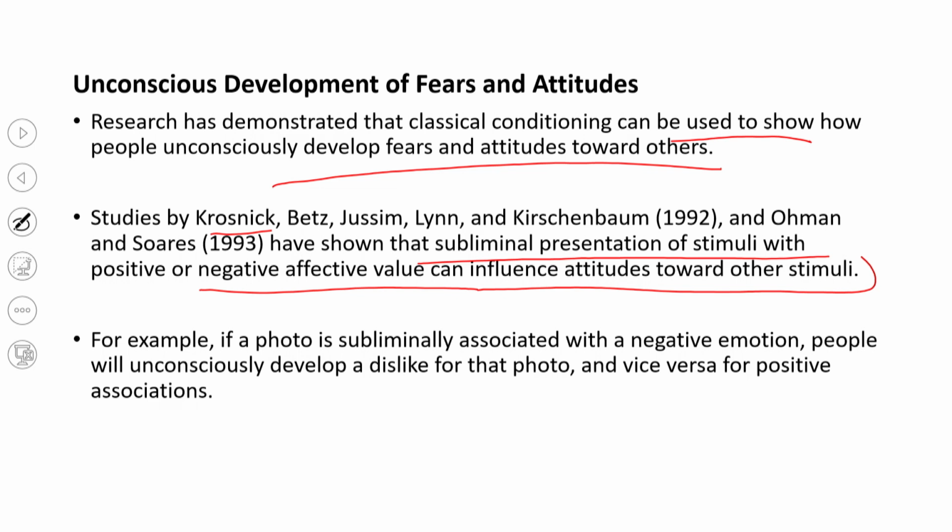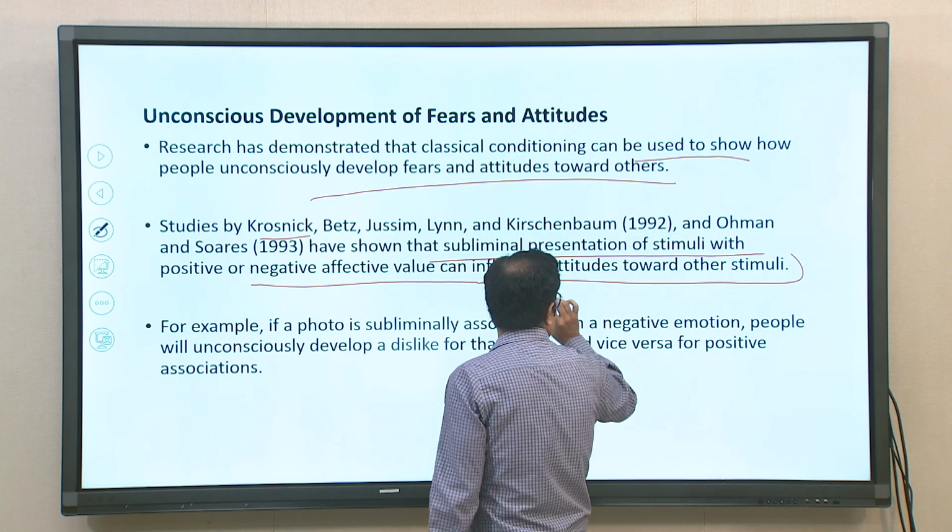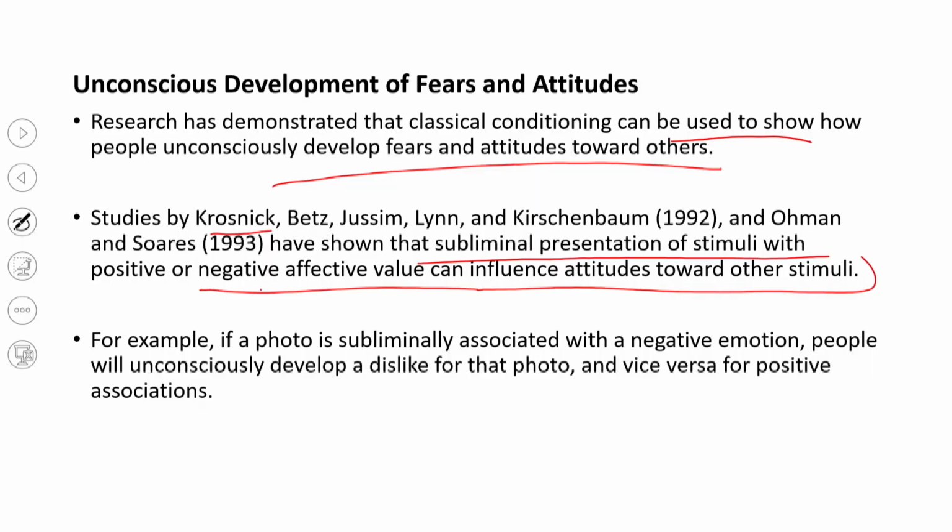Even if certain stimuli are presented subliminally, we have discussed subliminal perception in the earlier module. These are stimuli presented below the threshold. The person is not even aware that something is presented very fast. Such subliminal presentation of stimuli with positive or negative affective value can influence their attitudes later on, even though they do not know they were exposed to it. For example, if a photo is subliminally presented with a negative emotion, people will unconsciously develop a dislike for that photo.